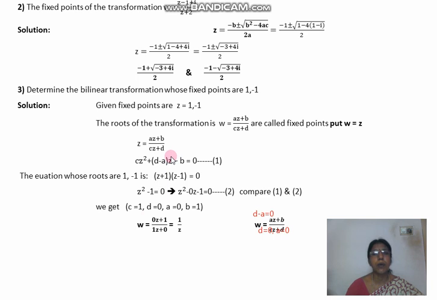This is a different problem. Here we have been given fixed points. Fixed points are given, and they ask us to find the bilinear transformation. So we need to find the ABCD values.